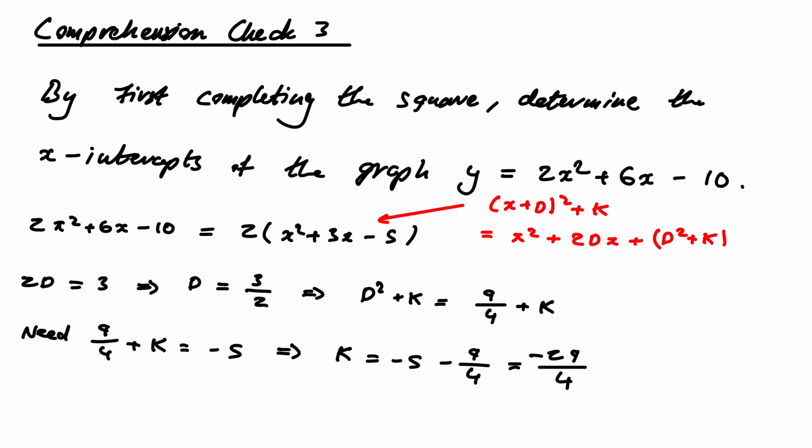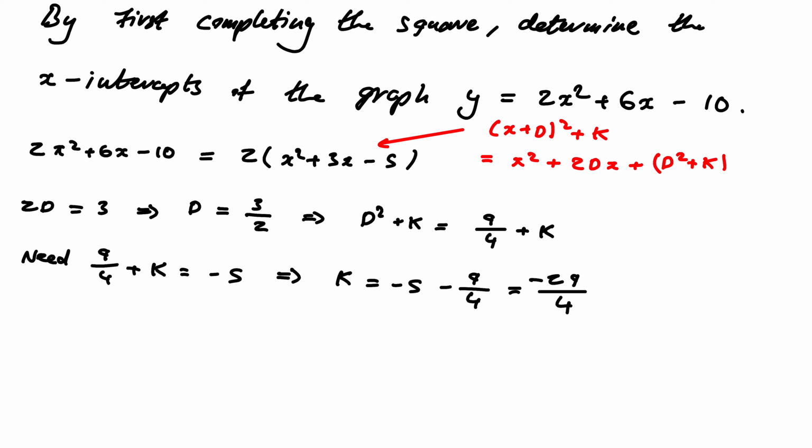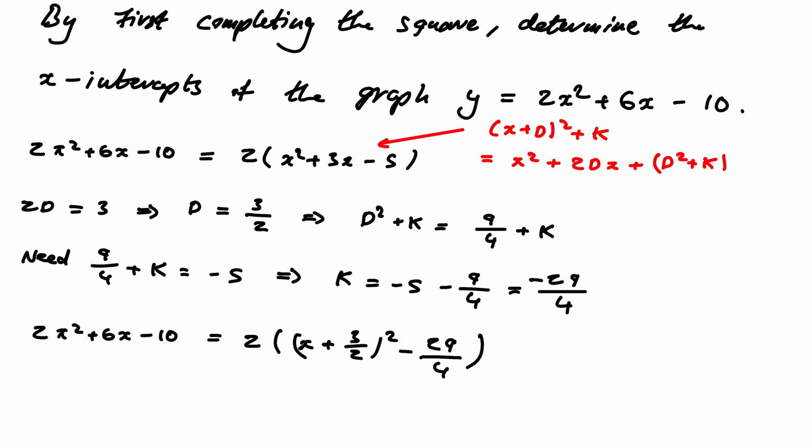So what have I got? I know that this is now equal to this fairly unpleasant expression. It's equal to 2 times x plus 3 over 2 squared minus 29 over 4. So what are we looking for? We're looking for the x-intercepts. Well, that corresponds to where this is equal to 0. So this is equal to 0.